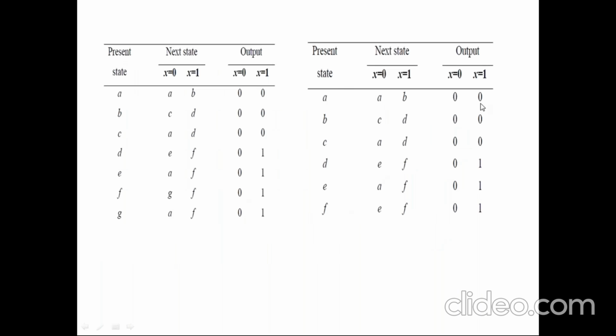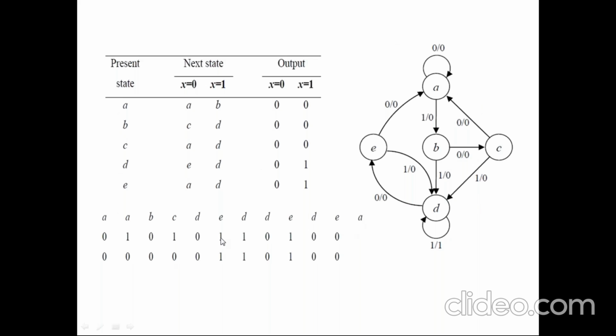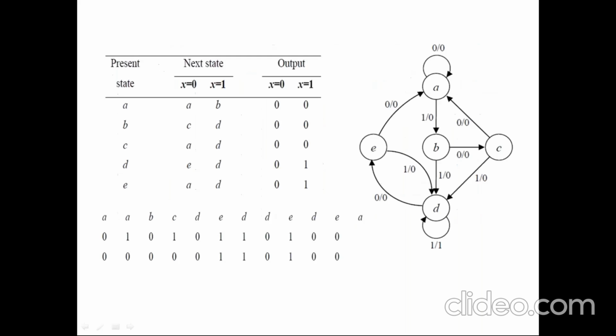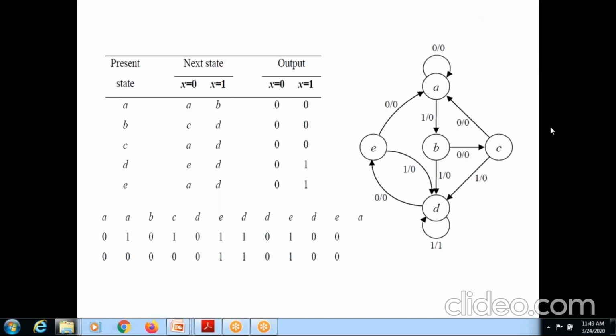If you compare this state table and this state table, here it is B D D, here also D, because I am going to eliminate this F. I change all the F's to D. So now if you see, it is A B C D and the next states are also available. Output is available. Yeah, okay, any doubt? Any doubt?